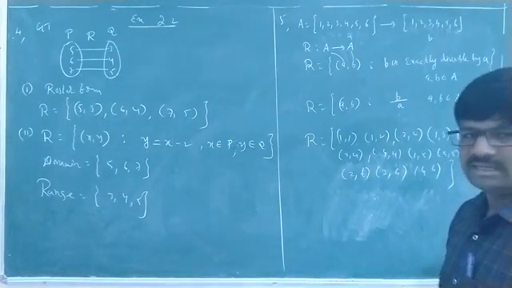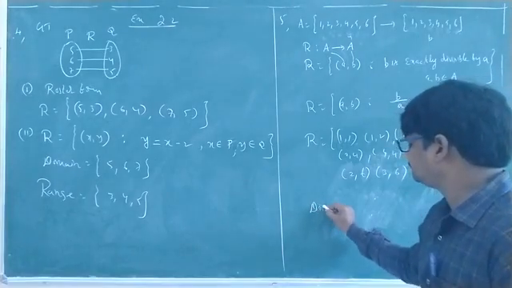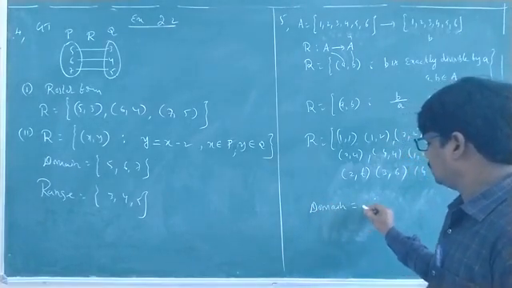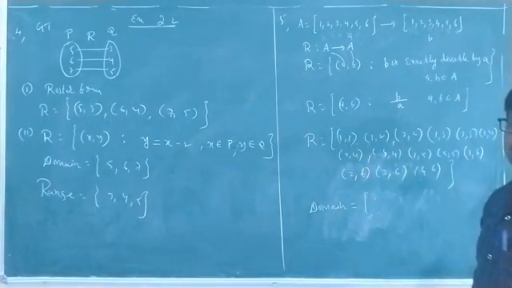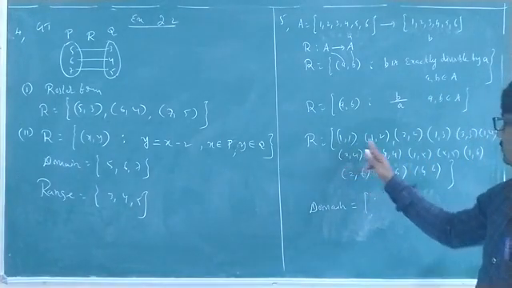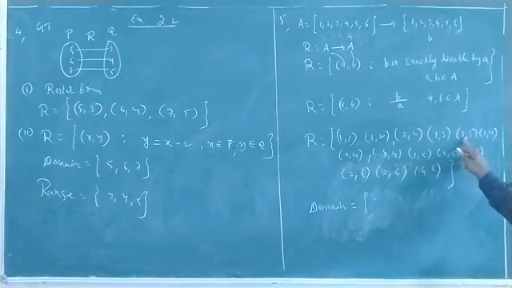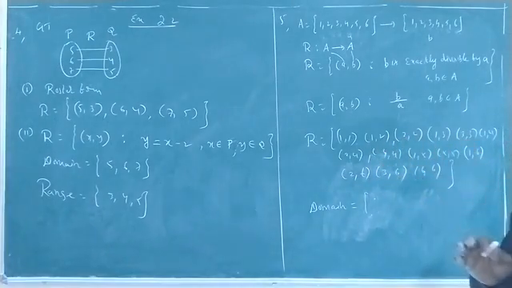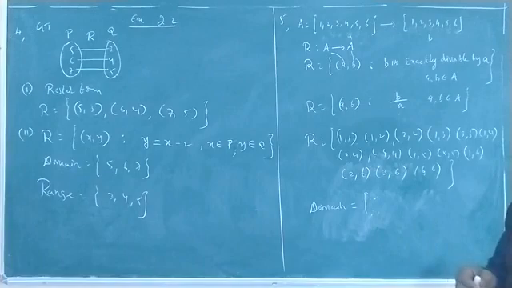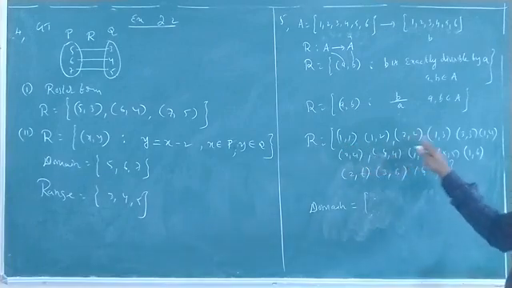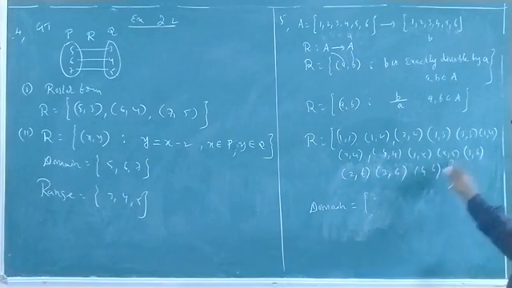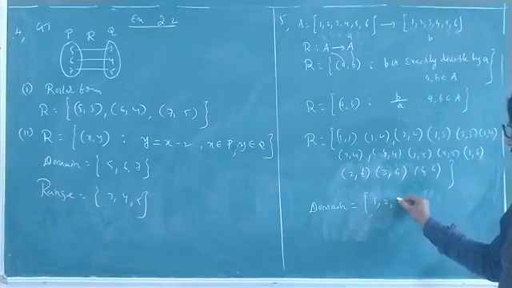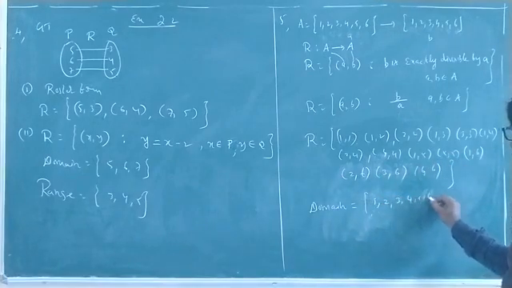Domain and range. Next, write the domain. Domain is the collection of first elements in this relation: 1, 1, 2, 1, 3. Don't take repeated elements, just take each element once. 1 is there, 2 is there, 3 is there, 4 is there, 5 is there, 6 also there. So 1, 2, 3, 4, 5, 6.